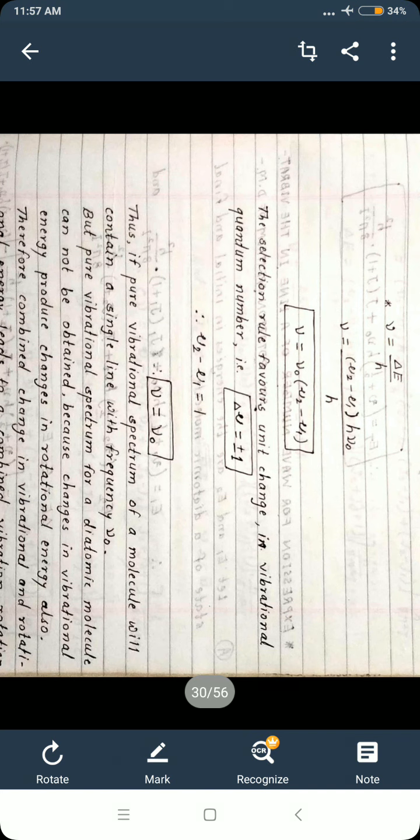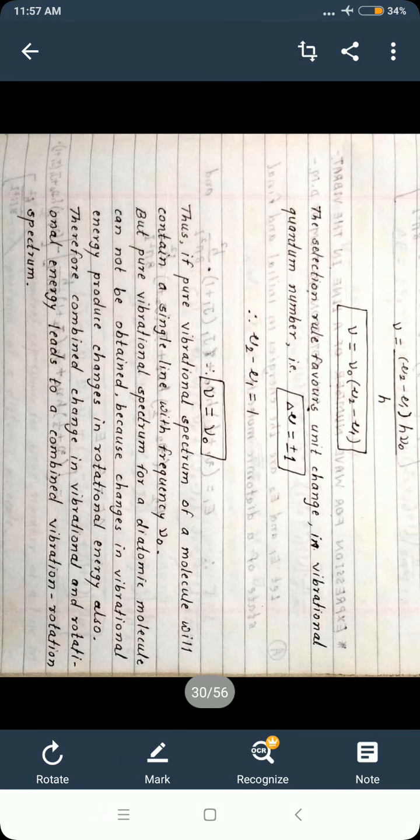changes in vibrational energy, that is vibrational excitations, produce changes in rotational energy also, rotational excitations. We already explained that the energy required for rotational excitation is very small, while the energy required for vibrational excitation is larger. Therefore, during vibrational excitations, rotational excitations also take place, and because of vibrational and rotational excitations, we get the spectrum which is known as the vibrational rotational spectrum.